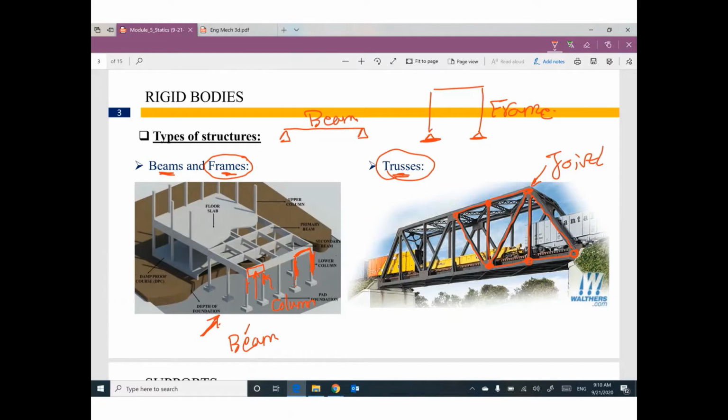We will start this week to talk about these types of structures: beam, frame, and truss. If your major is construction engineering, we have another course called structural analysis and design. We will discuss all of these structures in more detail. In this course, we will talk a little bit about these structures.